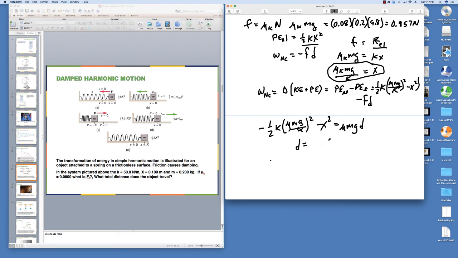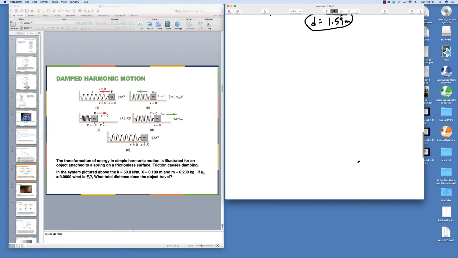Now we can simplify this a great deal and solve for d, and we end up with k over 2 mu mg times x squared minus (mu mg over k) squared. And if you put all the numbers in there and do the calculation, and I'm not going to write all the numbers in, it's 1.59 meters is the total distance that it'll travel.